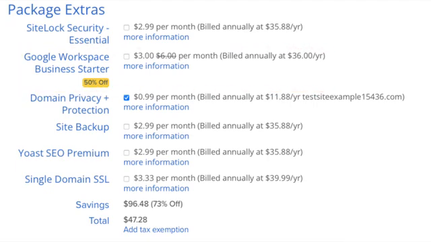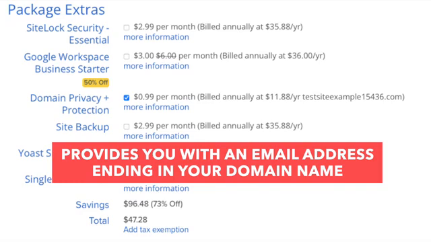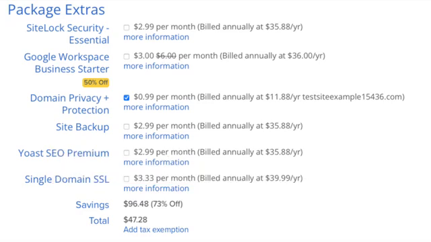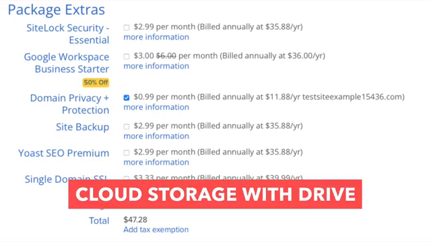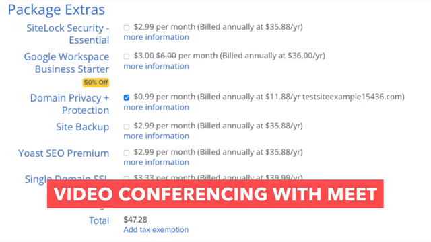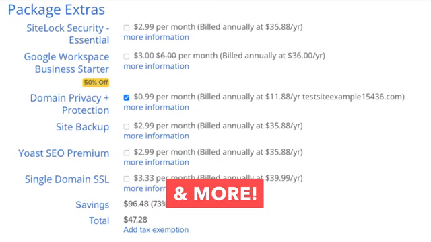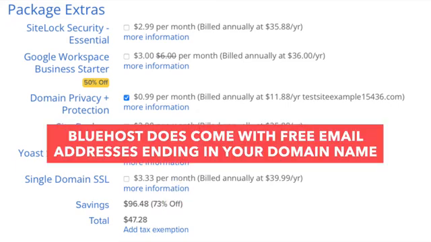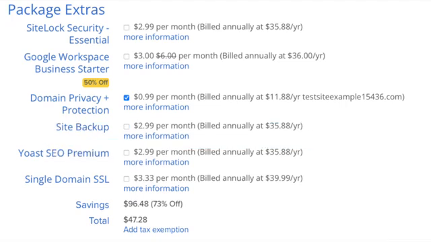This package extra provides you with an email address ending in your domain name, along with other features provided by Google Workspace, such as Gmail, Calendar, Chat, Cloud Storage with Drive, video conferencing with Meet, and many more Google Workspace features. I do want to note that Bluehost does come with free email addresses ending in your domain name, so this add-on isn't necessary unless you really want to utilize all the added features with Google Workspace.